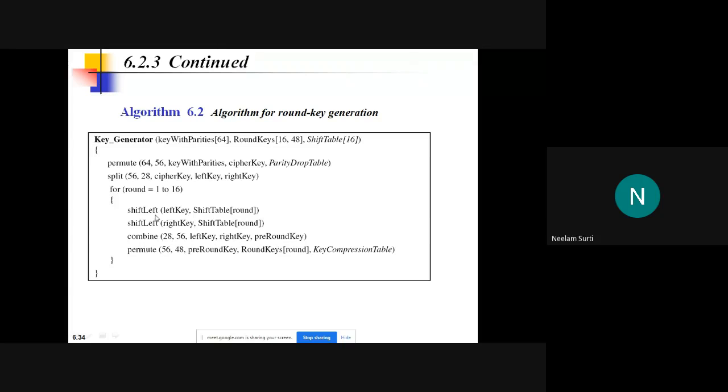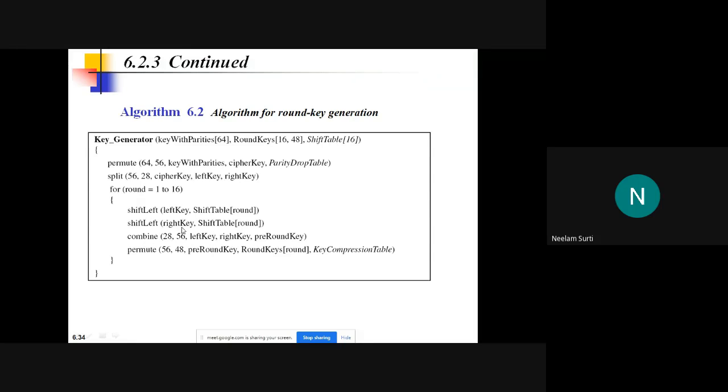So you do a shift left on the left key and a shift left on the right key, and you should have the shift table with you. This shift table tells you that if it is round number 1, you shift left one time on the left key and one time on the right key. The same for round number 2. But if the round number is 3, then you have to do left shifting two times. Because of that, this shift table must be with you.